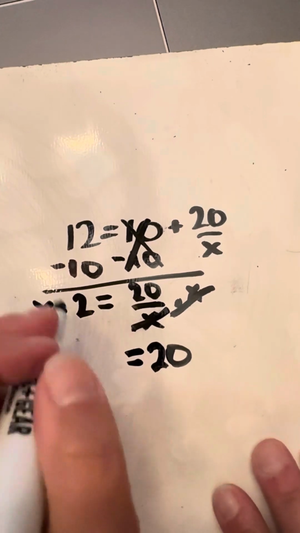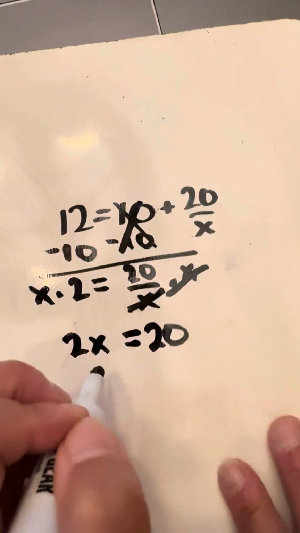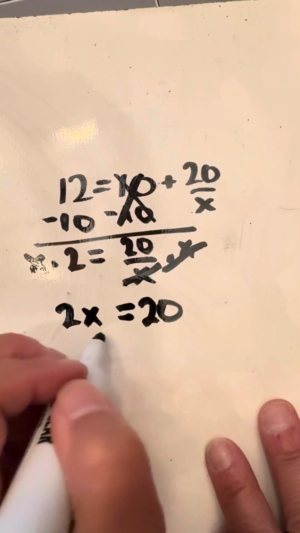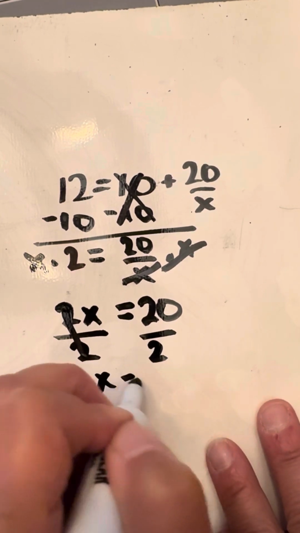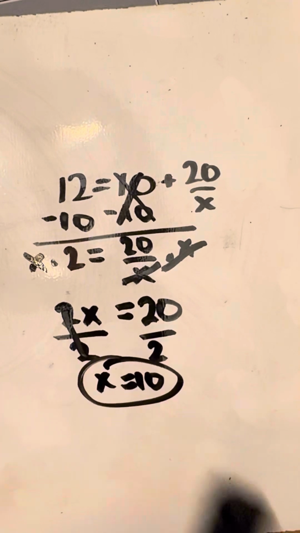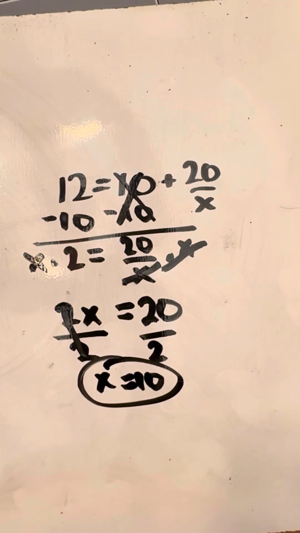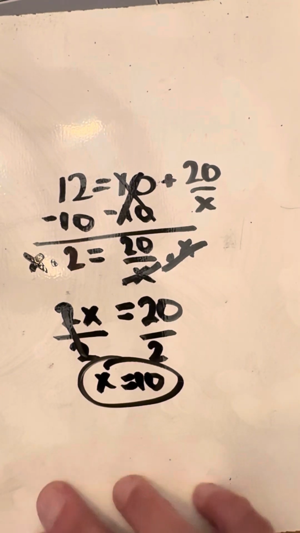And then over here, it's 2 times x, which is 2x. And then our last step, this is multiplication. Opposite operation is to divide by the 2. X would equal 10. Now, this is obviously a little lengthy of a question, so you might want to come back and check it if you have time.